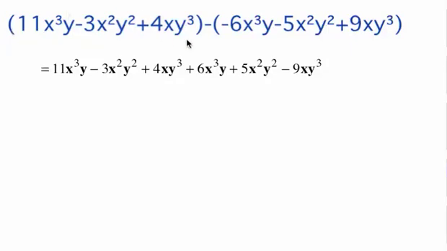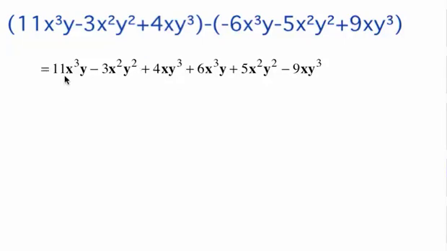So nothing changes in the first bracket, but in the second bracket, all the signs change. Okay, so instead of negative 6x to the 3y, we have positive 6x to the 3y. Instead of negative 5x squared y squared, we have positive 5x squared y squared. Instead of positive 9xy to the 3, we have negative 9xy to the 3. Okay, now we add our like terms.